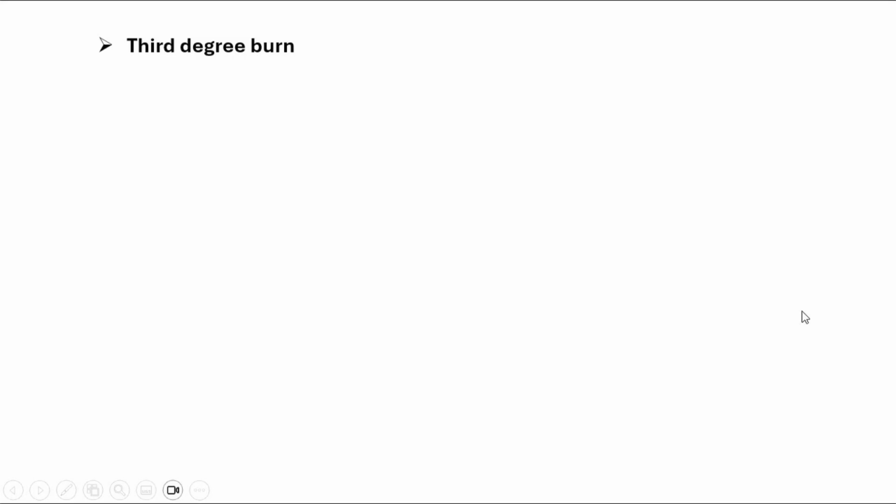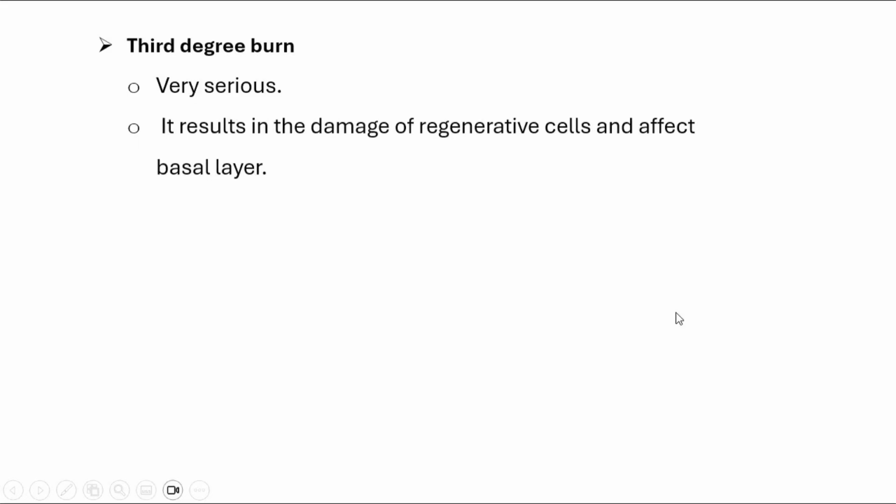And third degree burn is very severe, a very serious burn. It results in damage of regenerative cells and affects the basal layer. It goes in depth, and that is why it damages the regenerative cells as well. So, the skin cannot recover automatically. Healing is not possible naturally.